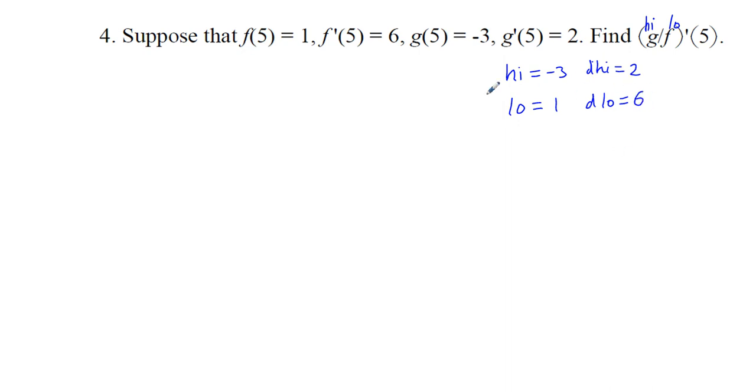Then you can kind of double check to make sure you have things right. So we have g over f prime of 5 is going to be equal to low, which is 1, d high, which is 2, minus high, which is negative 3, d low, which is 6, all over low squared.